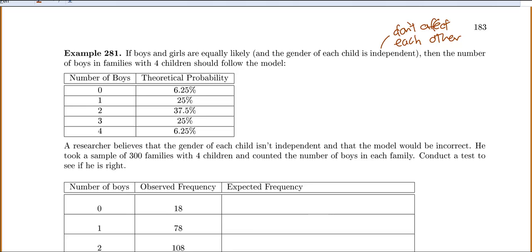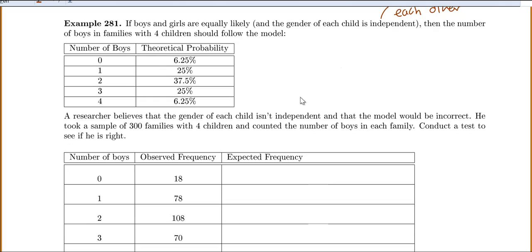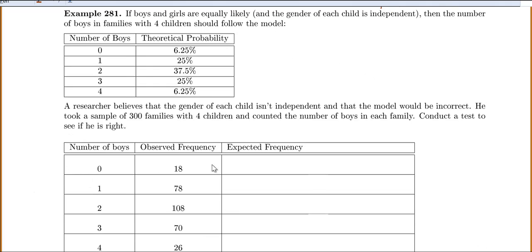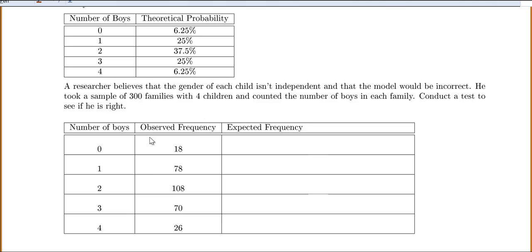Now, a researcher believes that the gender of each child isn't independent and that the model would be incorrect. So this researcher takes a sample of 300 families with 4 children, counting the number of boys in each family. So I'll conduct a test to see if he's right that the model is incorrect. There were 18 families that had 0 boys each, and 78 families that had 1 boy each, and 108 families that had 2 boys each, etc. So we have our observed actual counts.